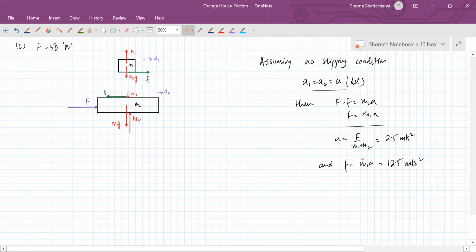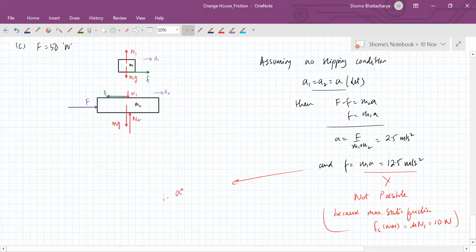Now you see this assumption has failed. This is not possible because maximum static friction was mu N1, which was only 10 newtons. So that means our assumption is wrong. Therefore, the assumption of no slipping is false.